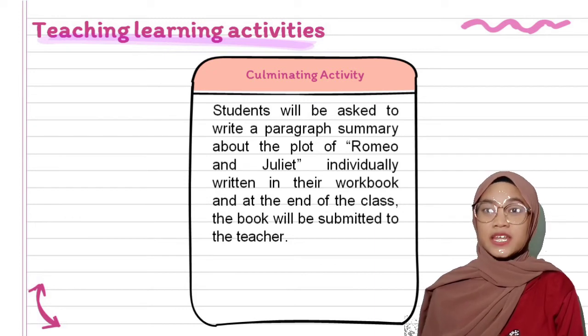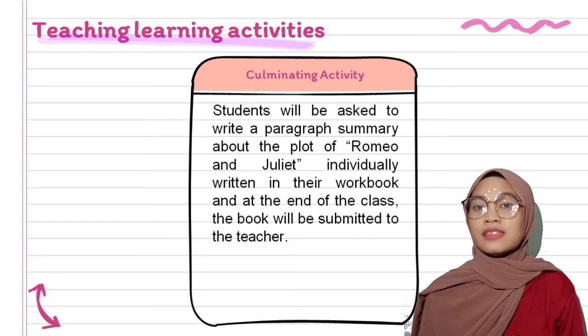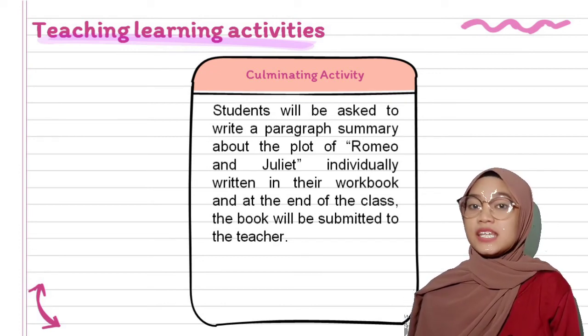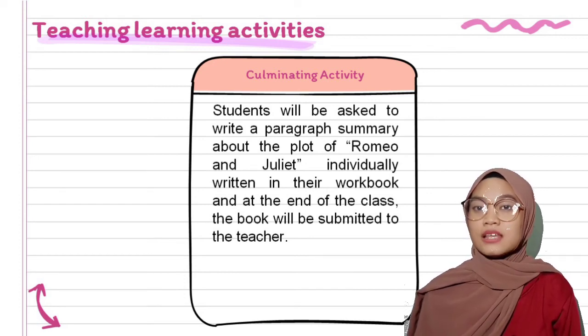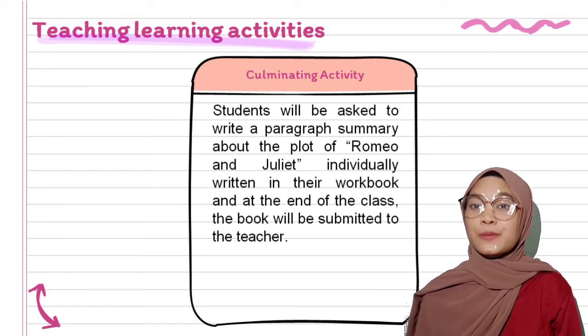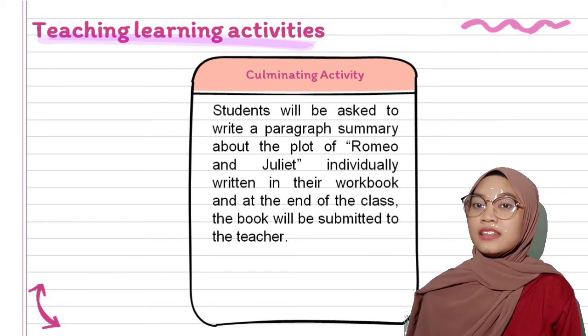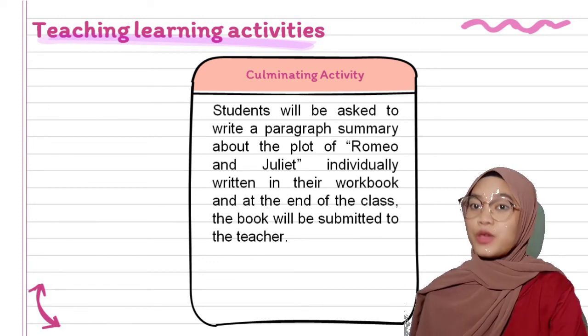And the last activity is the culminating activity. Students will be asked to write a paragraph summary about the plot of Romeo and Juliet, individually written in their workbook, and at the end of the class, the book will be submitted to the teacher. And this activity represents the aim of the lesson plan, that at the end of the class, the students will make a paragraph summarizing the plot of Romeo and Juliet.